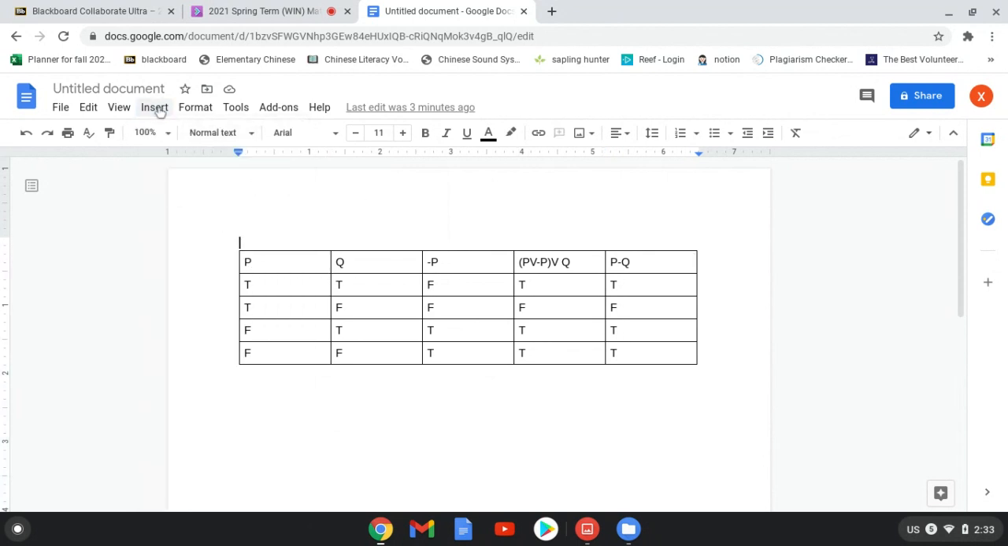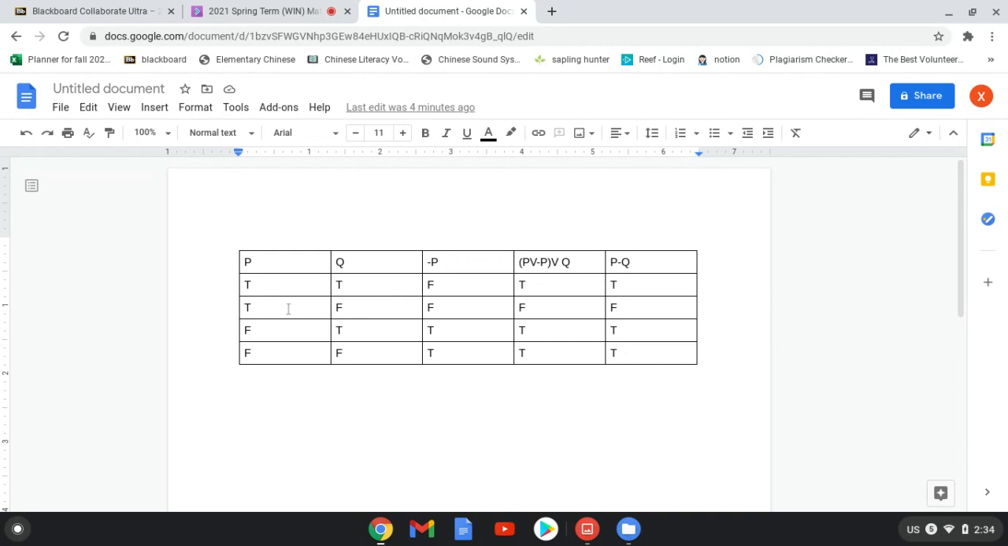But basically, my suggestion is to add P or not P after not P, which will be always true, right? You have T, T, T, T. Then you do or with Q. Because P or not P is always true, the or with Q should be always true. Do you see P or not P always true? All true or anything will still be true. So the second row should be true.